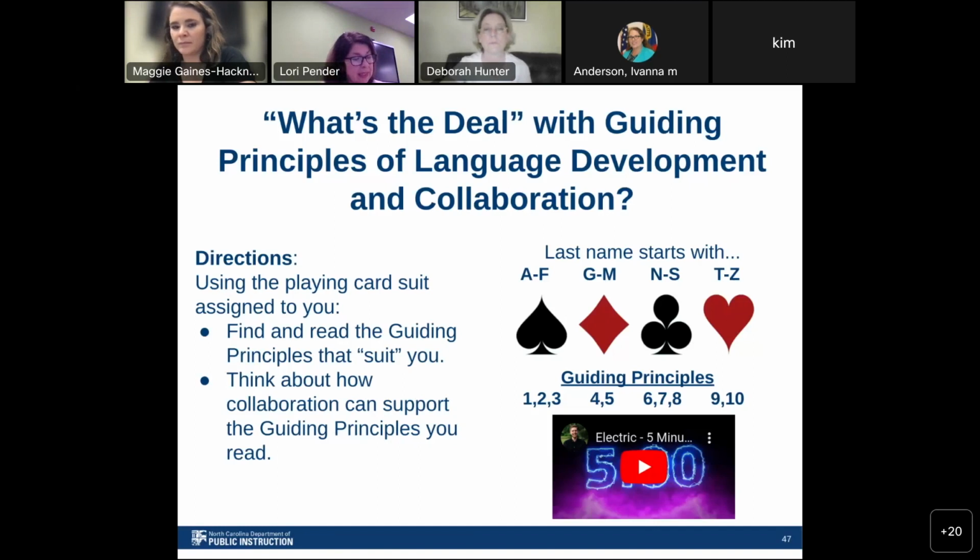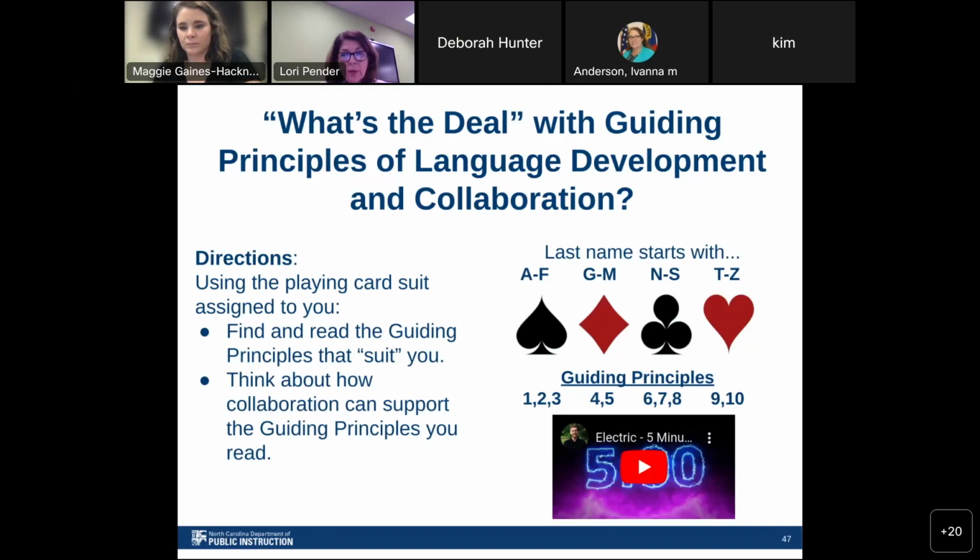All right, so the 10 guiding principles of language development highlight how students develop and use language. They acknowledge the diverse linguistic resources that our students draw from and the unique pathways they follow throughout that process of learning English. They help us to deliver appropriate instruction to our English learners.